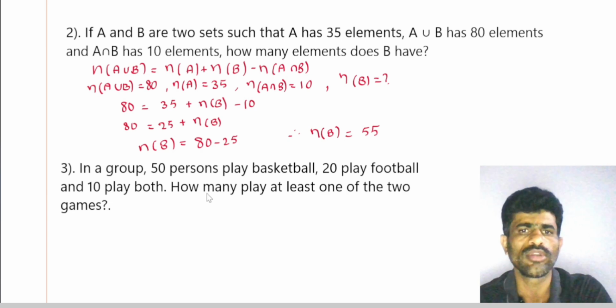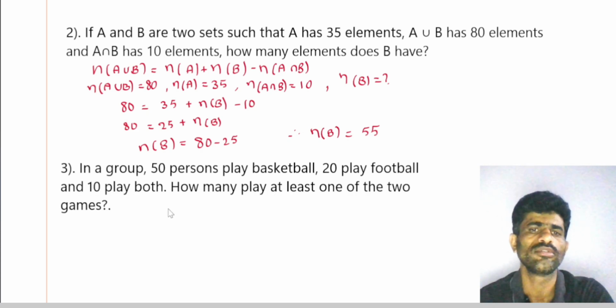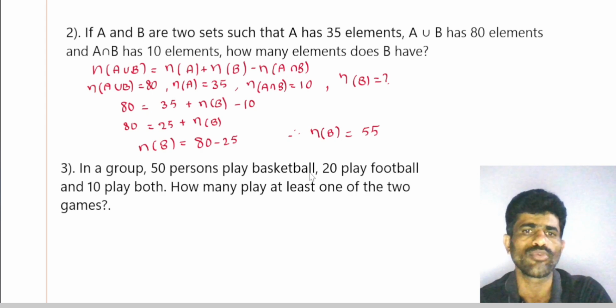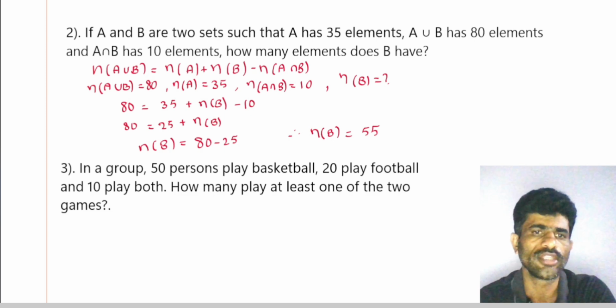Now one more is given below. In a group, 50 persons play basketball, 20 play football and 10 play both. How many play at least one of the two games? So here we know there are two types of games, one is basketball and the other is football. So let us take the given information and write it like this.